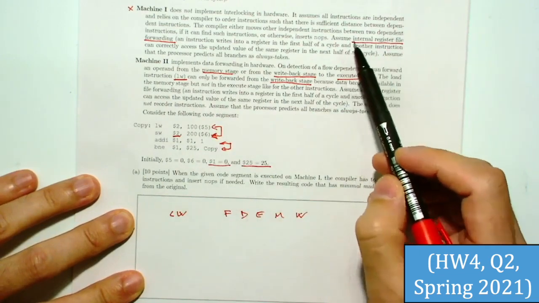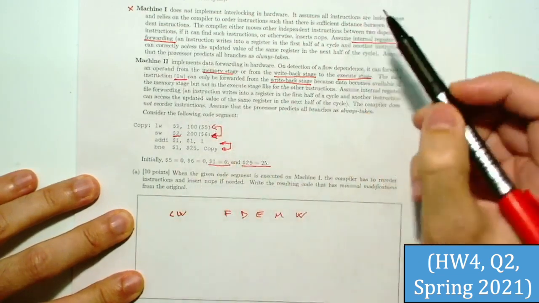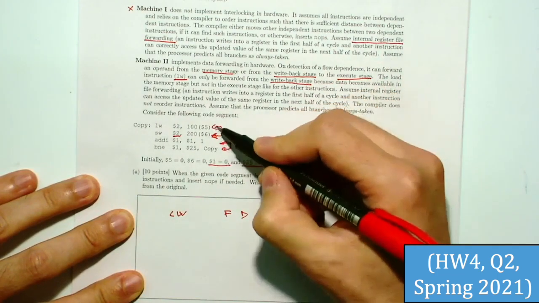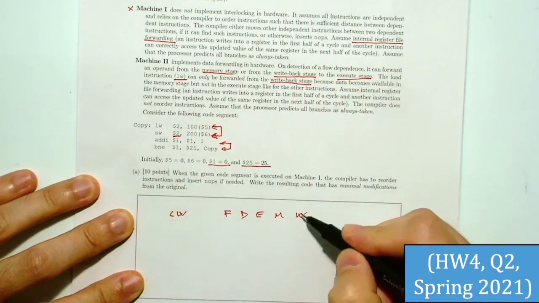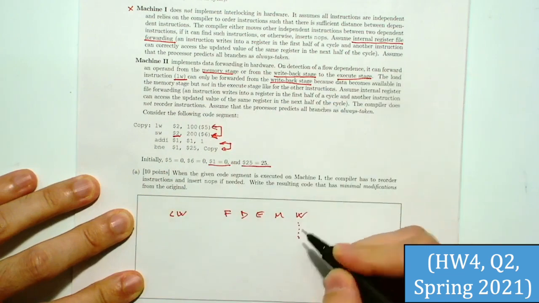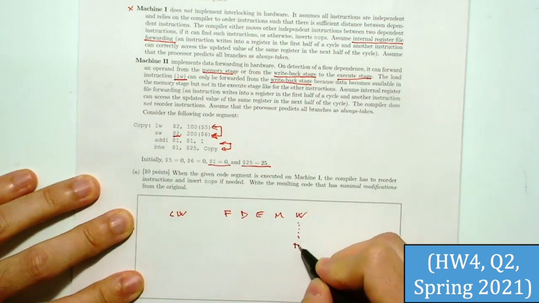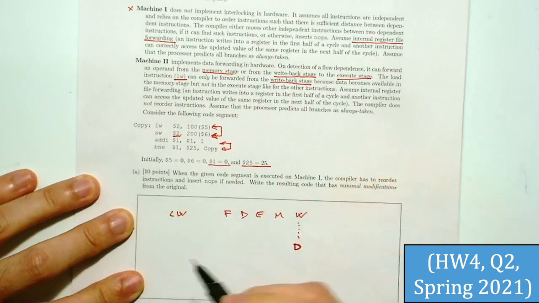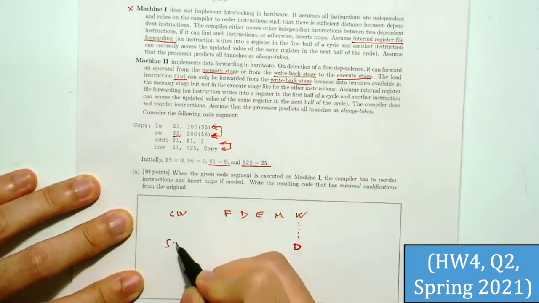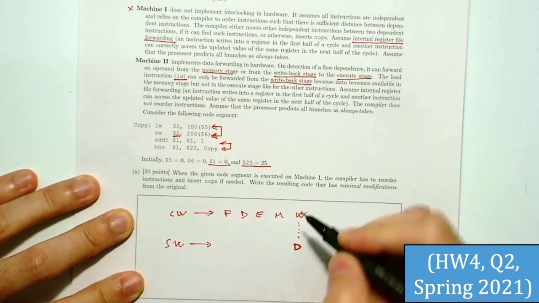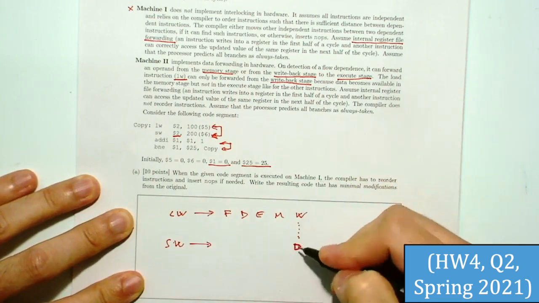So we see here that we assume internal register file forwarding. So in the same cycle that we write back the load, we can read from the store. So at this point in the write back, we can read from the store, and we read registers in the decode stage. So we can do this. So this is the store instruction. This is the load instruction. This is the store instruction. So the best we can do is have the store here.